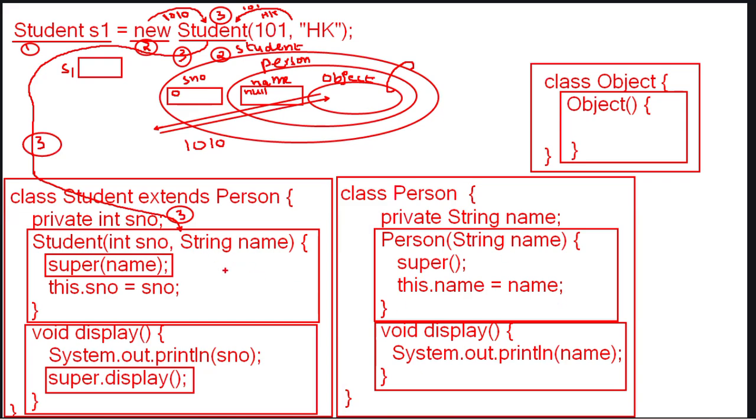Here, how many parameters are created? First one, this, which contains the reference. Next, SNO, and name. This variable is pointing to the student class member.